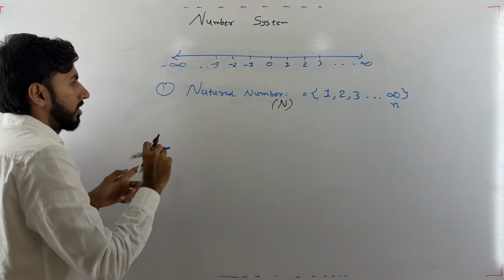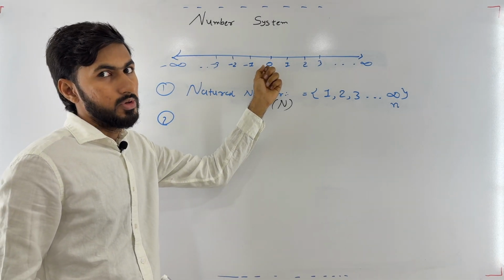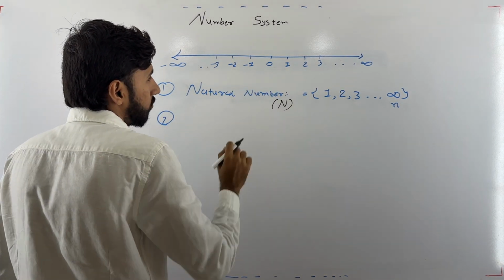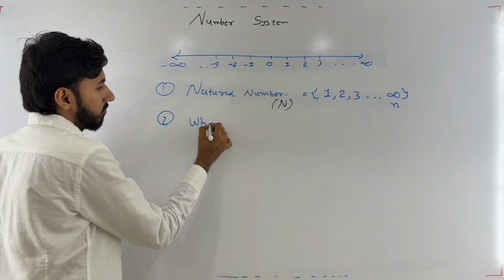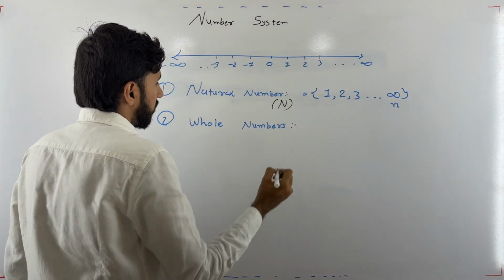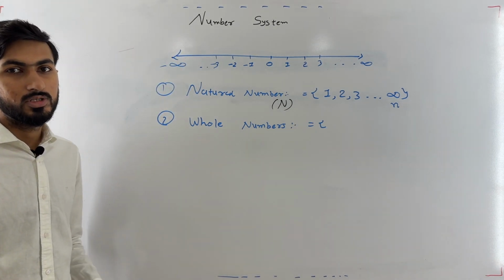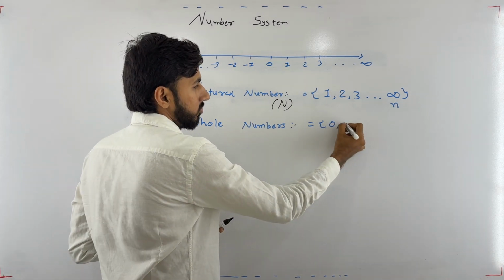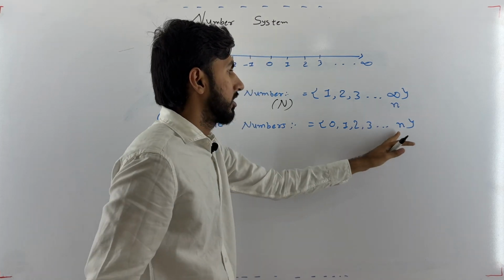Okay, now there is our silent friend zero. Just because it is silent does not mean we will ignore it, so we will have to add the zero also. Then another type of number comes, that is the whole number. Which type of numbers come under the whole numbers? All the natural numbers, we just have to add zero. So 0, 1, 2, 3, up to infinity, and we represent it as W.